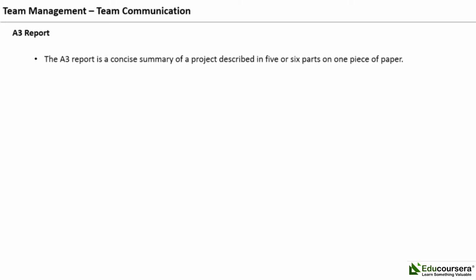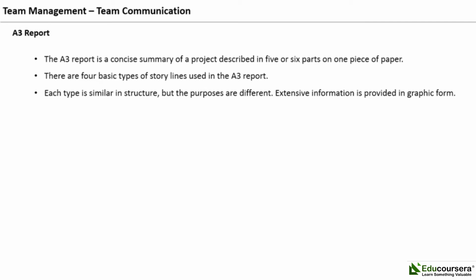The A3 report is lean Six Sigma production, at its finest, in report presentations. Toyota makes extensive use of the A3 style. Variations of the one-page project report are also used at Komatsu and Cummins Incorporated. There are 4 basic types of storylines used in the A3 report. Each type is similar in structure, but the purposes are different.